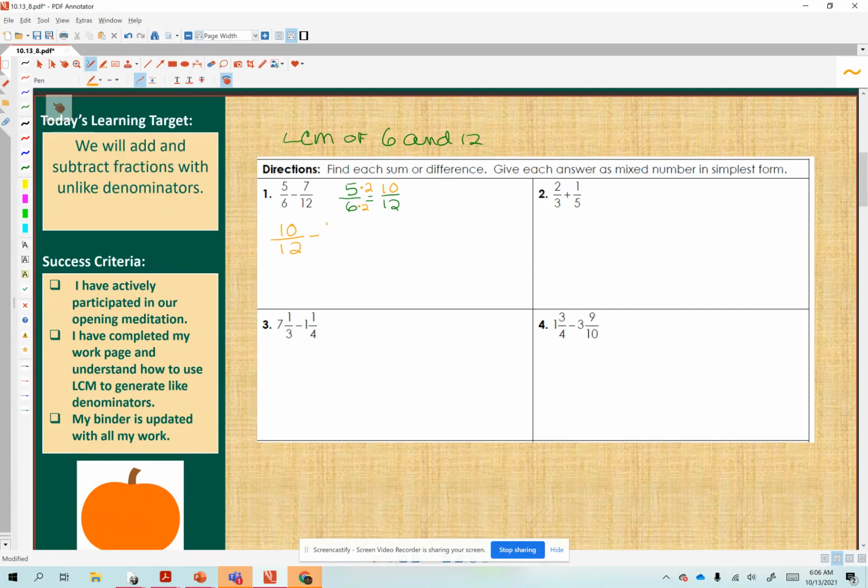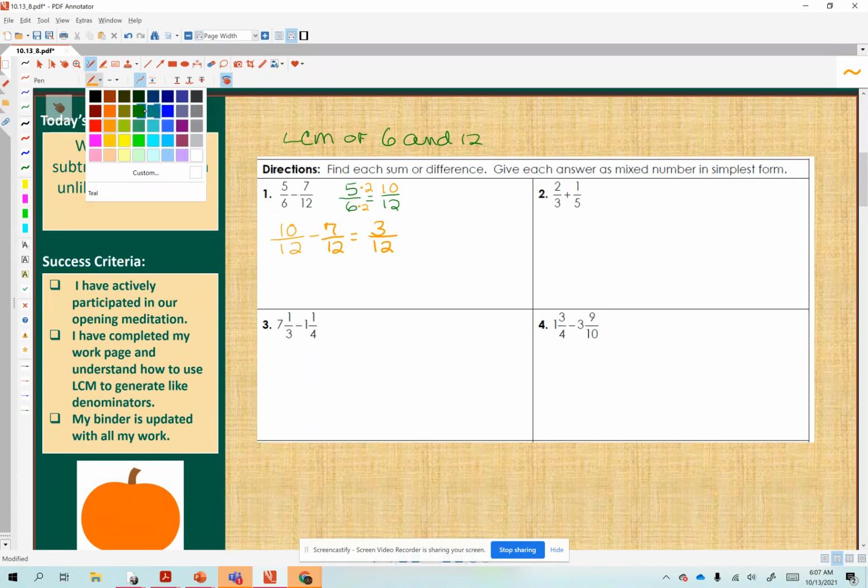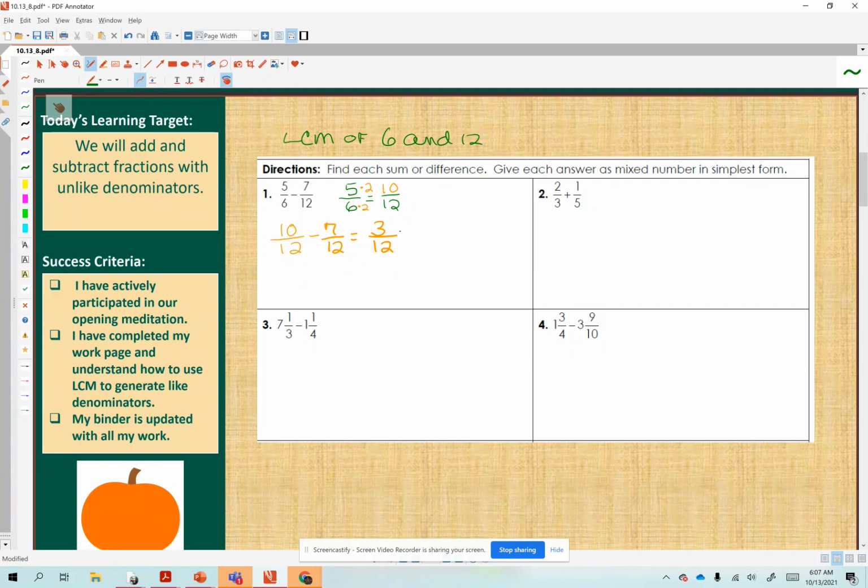So 10/12 minus 7/12. So our answer will be in twelfths, and I just simply have to subtract the numerators. 10 take away 7 is 3. So my answer is 3/12, but now I need to look at that answer and say, can I simplify that further? And I can divide both the numerator and the denominator by 3. And when I do that, I end up with an equivalent and simplified fraction of 1/4. So the final answer to 5/6 minus 7/12 is 1/4.